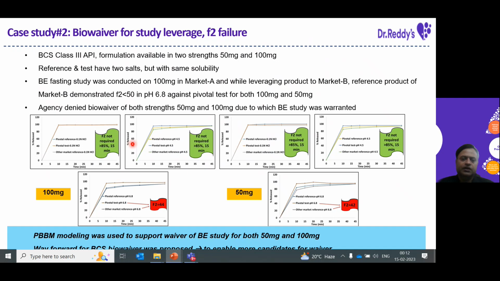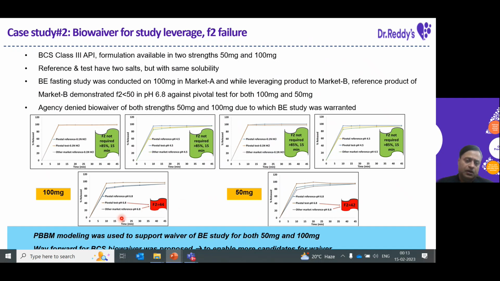As you can see in this slide, the first panel shows pH 1.2, then pH 4.5, and below is pH 6.8. This is for 100 milligram, and the right panel is for 50 milligram. As you can see in the lower panel, at pH 6.8, we were not able to show the similarity between the other market reference product as well as the pivotal test product. Hence, we were asked to justify this.